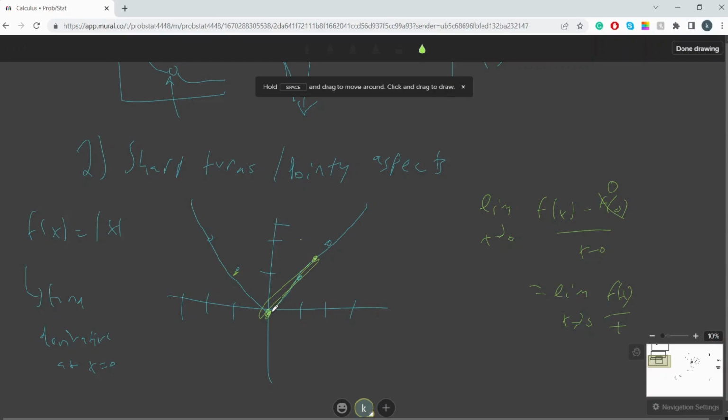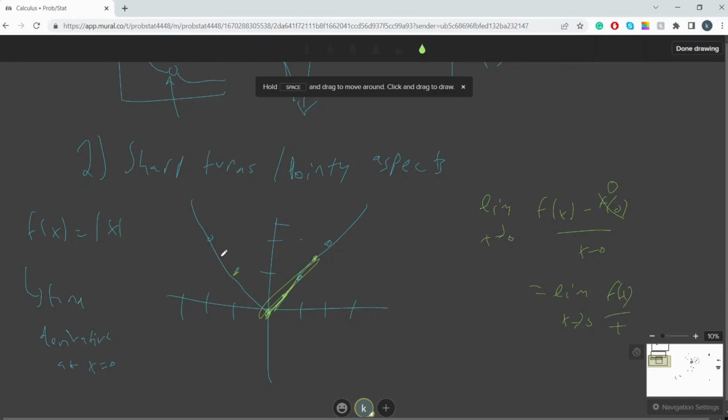Because if you think about it, for any point where x is greater than or equal to 0 and f of x equals absolute value of x, you're just going to have a line y equals x, and the slope of that is going to be 1. And imagine bringing this point closer and closer and closer. You're still going to have this line right here, which is of slope 1.